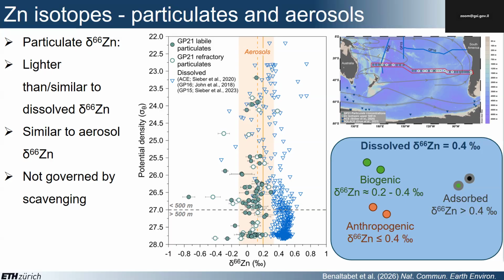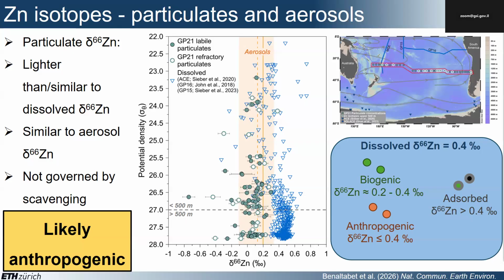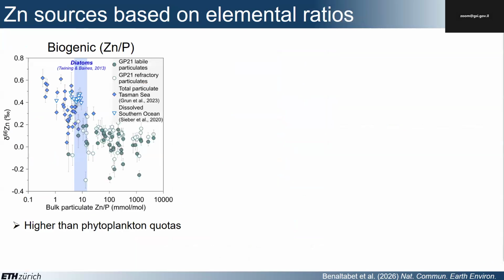So this means that these particles are practically not governed by adsorption, and they're likely either biogenic or anthropogenic in origin. But since we see this overlap between marine particles and aerosols, and these aerosols deliver anthropogenic zinc from industrial areas and are also very enriched in soluble zinc, this already gives us the first indication that these marine particles are governed by atmospheric deposition of anthropogenic zinc. But in order to further constrain this, we tested a different tracer.